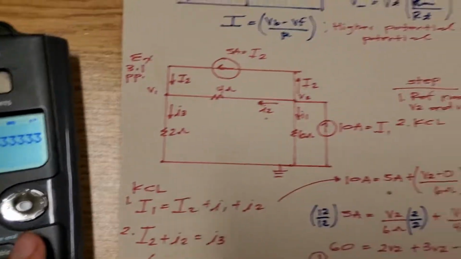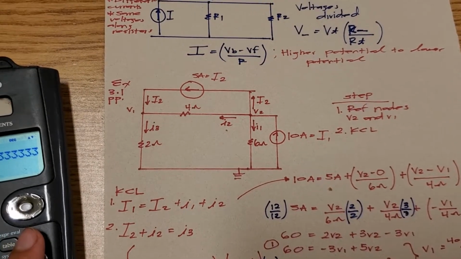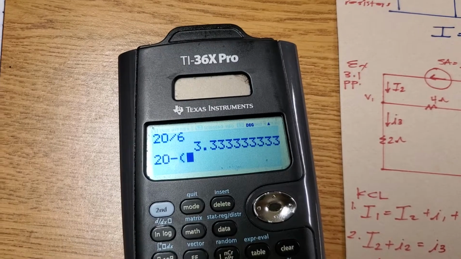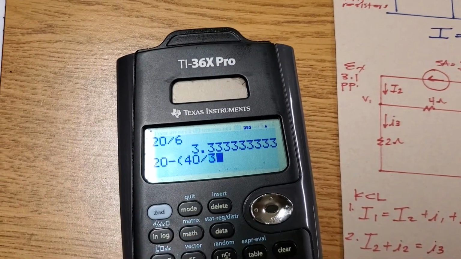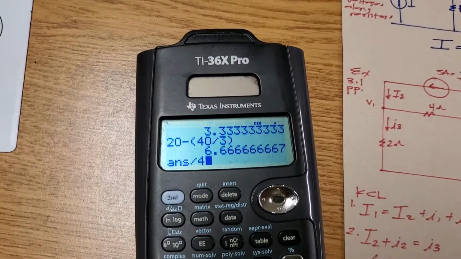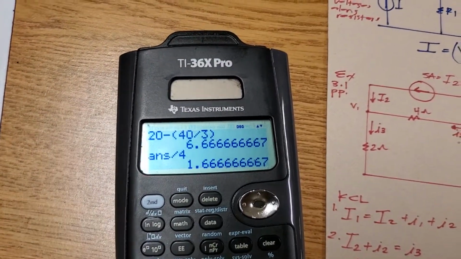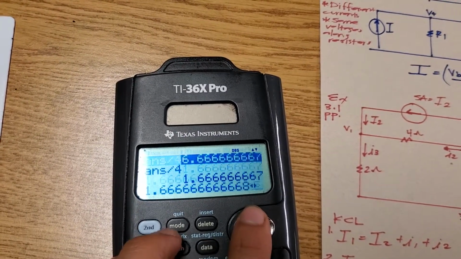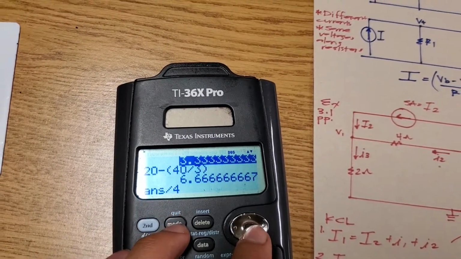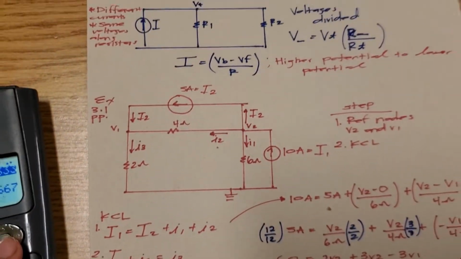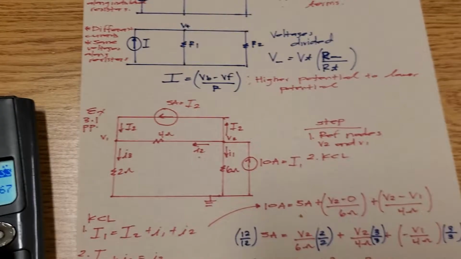Then I need to do my second one, I2. So V2 minus V1. I'm going to do 20 minus 40 divided by 3, and I'm going to divide that by 4. That's 1.667. If I add those values, 1.667 plus 3.33, that's 5, plus the other I2, which is 5, that should equal 10. Therefore, it equals your current source, and you should be correct.